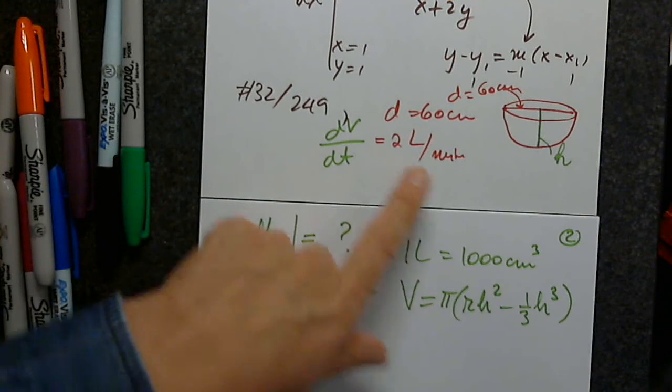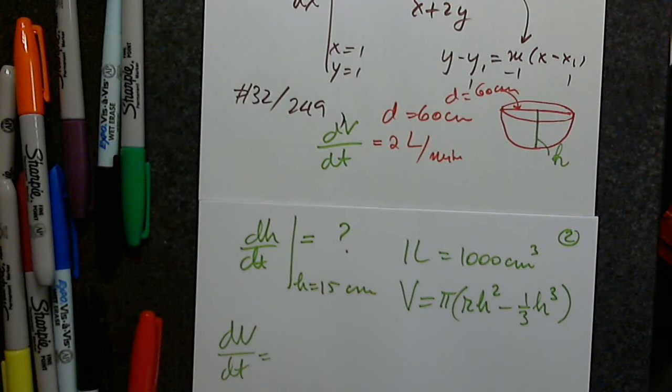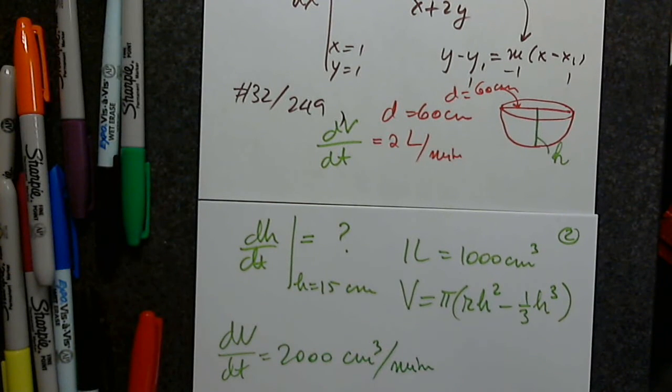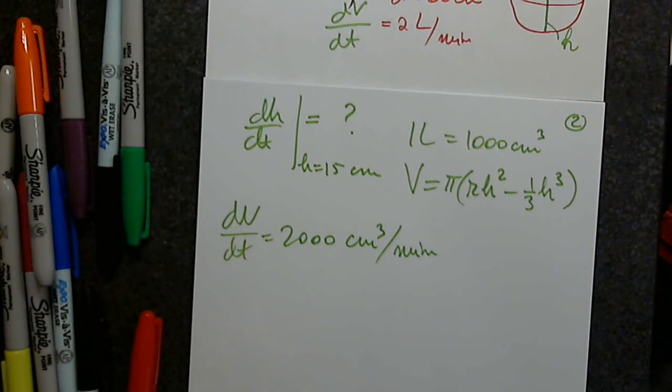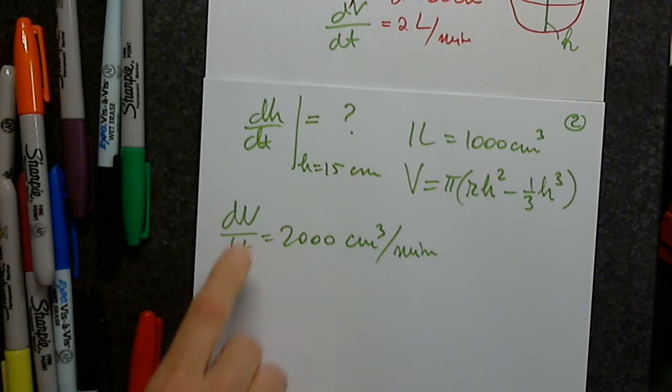So first of all, I have to change this because everything has to be in the same measurement unit. So I will have to say that dV over dt is 2,000 cubic centimeters per minute. I will have to read the problem one more time. Okay, so we are filling a hemispheric basin, very good, of diameter 60 centimeters, which means radius 30, with water at a rate of 2,000 cubic centimeters per minute. Find the rate at which the water is rising when it is half full, which means how fast is the height of the water rising.